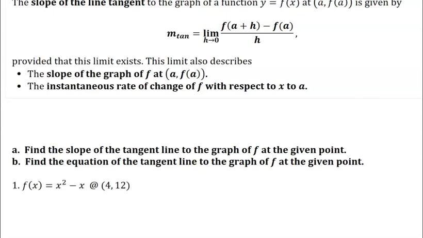In the first video, we looked at how we develop this formula for the slope of a tangent line, which is a difference quotient between two points, and then we say let's let h, the distance between the two points, approach 0. So now we're going to do a few examples of using this to find slopes of tangent lines, and then once we have a slope, we'll also have a point and we can write an equation.